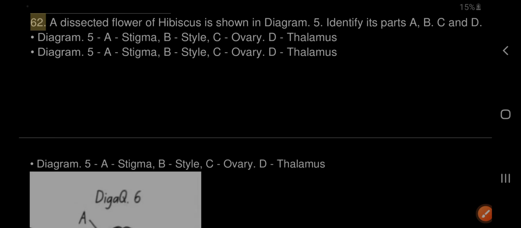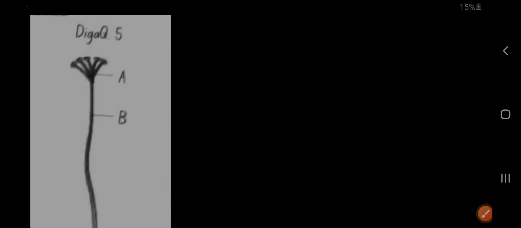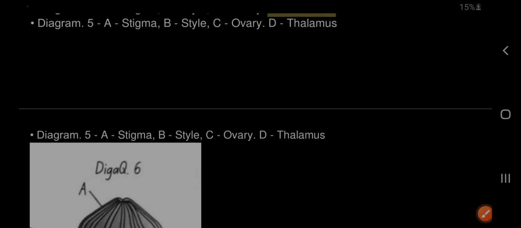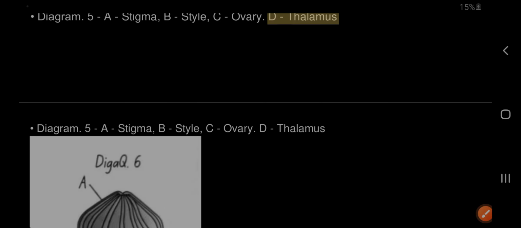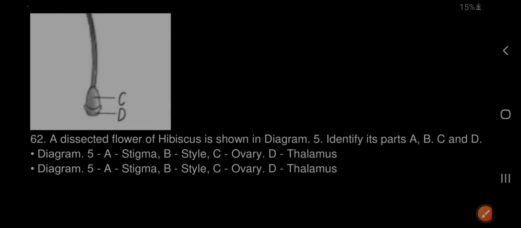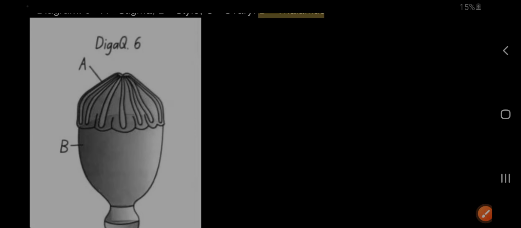62. A dissected flower of hibiscus is shown in the diagram. Identify its parts A, B, C and D. A. Stigma. B. Style. C. Ovary. D. Thalamus.